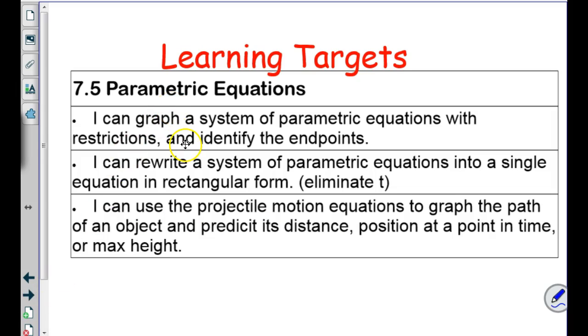The learning targets are to be able to graph parametric equations and identify the endpoints, to be able to rewrite them into what's called rectangular form, in other words, they don't have a t anymore, and use projectile motion equations, okay? On the reference sheet that you should have got on your desk today, the pink half sheet, the equations for projectile motion are given. I think below the unit circle. Does it say that below the unit circle? Yeah, I'm pretty sure that's where I put it. So if we get that far today, we will need those.